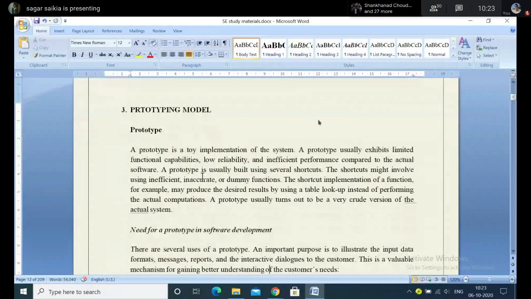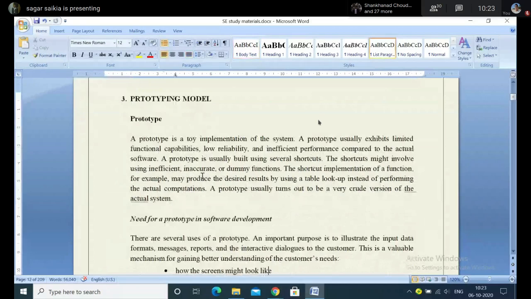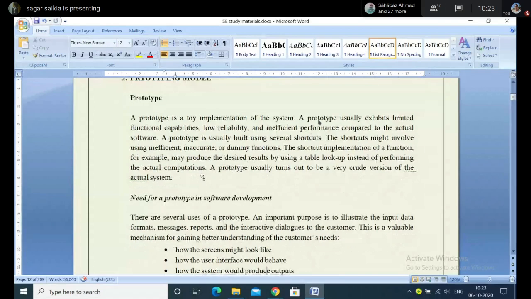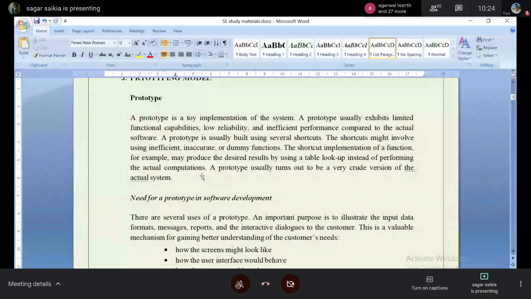To overcome this one, we have another model, that is the prototyping model. The word is derived from prototype. So what do you think? What is a prototype as per you? Yes, can anyone say?